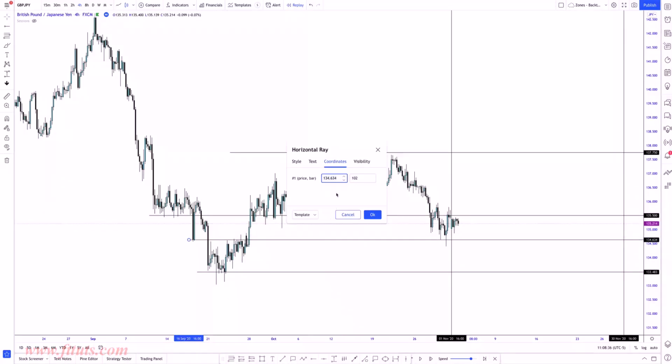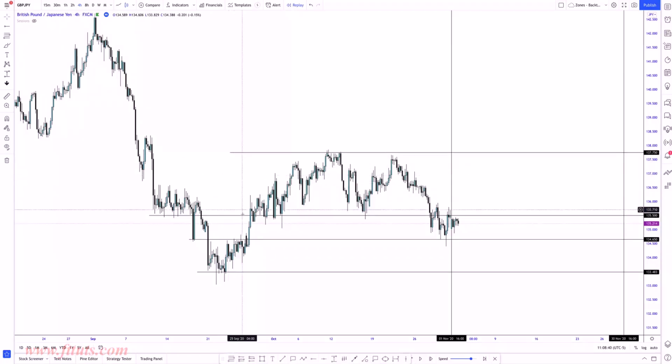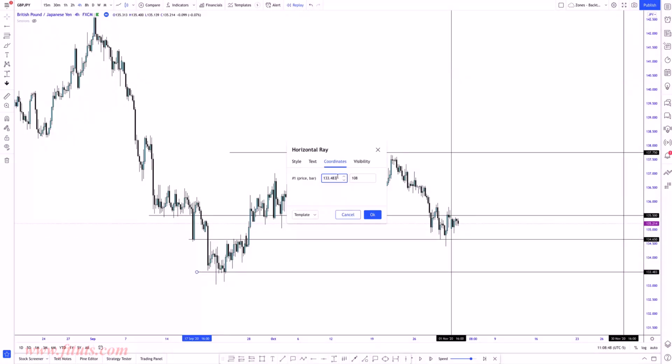Now this level here, we'll say 600, for example. We can see we have support, test, test, test, all resistance, and then tested as support here. And then down here, let's try 500.